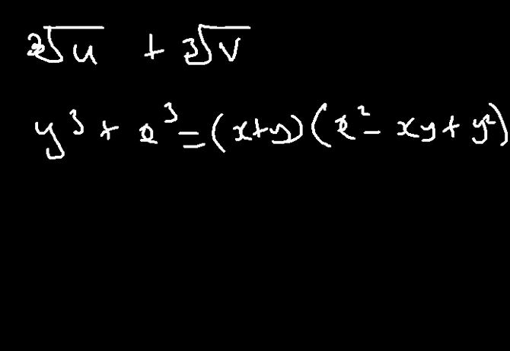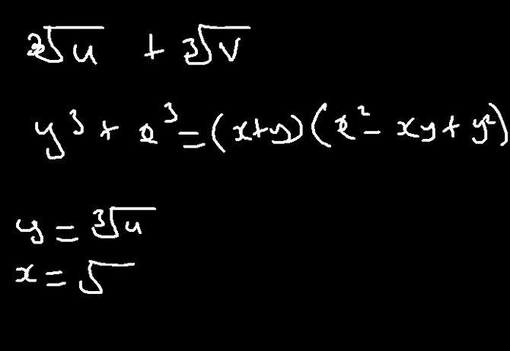Now what happens is that, let's say we have y given as the cube root of u, and x given as the cube root of v. In this case, having the cube root of u plus the cube root of v is the same as having y plus x. That's what you have now.